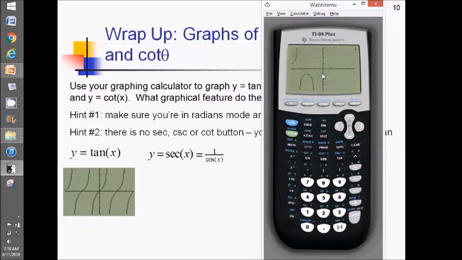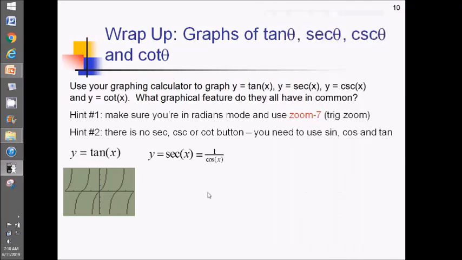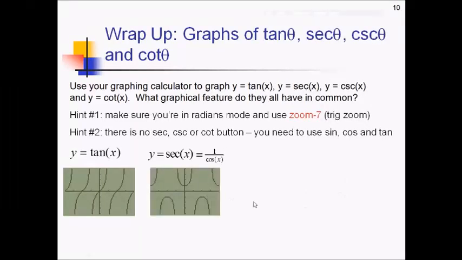Here is secant, which is kind of crazy. We've got these little loop-de-loops here that never seem to get closer than -1 or +1. So there's secant. Feel free to pause the video and do cosecant now if you didn't know secant, but now you've figured out how to do these.